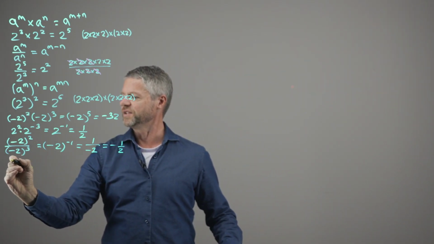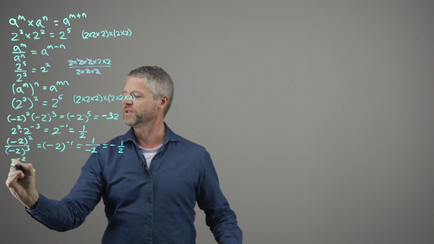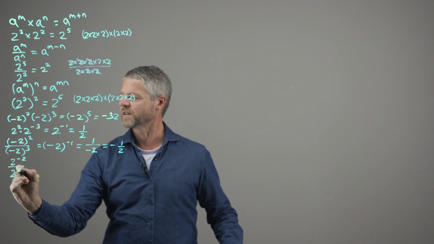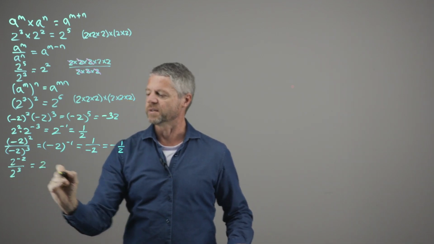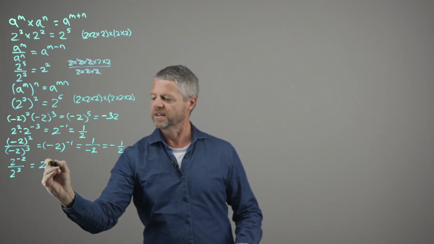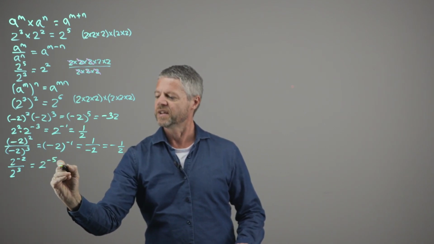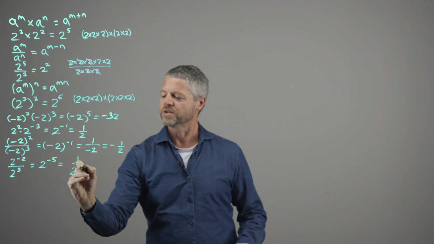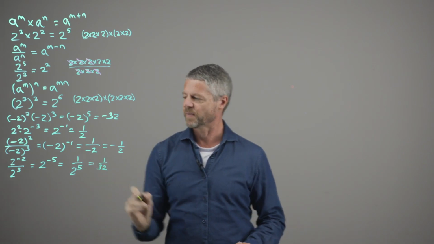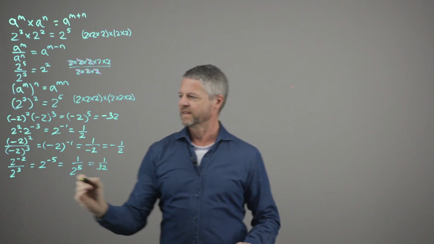And then let's do 2 to the minus 2 over 2 to the 3. So write down the base, subtract the exponents, minus 2 minus 3, so minus 5. That's the same as 1 over 2 to the 5, so that's the same as 1 over 32.